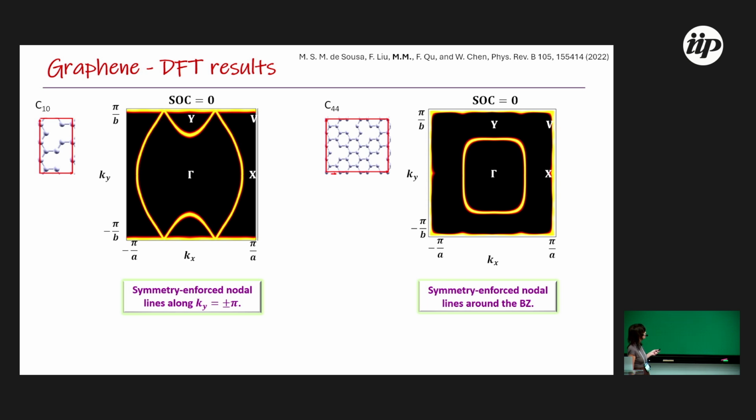Also for graphene, we see that the symmetry-enforced nodal lines appear where they should. Here it's an interesting structure because we have two orthogonal glide planes. So you have a symmetry-enforced nodal line all around the Brillouin zone, and here just at these ky equals pi or minus pi edges. Here inside, again, the accidental nodal lines.